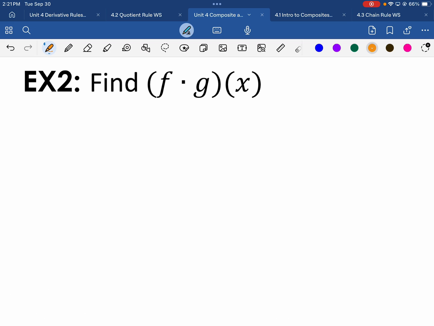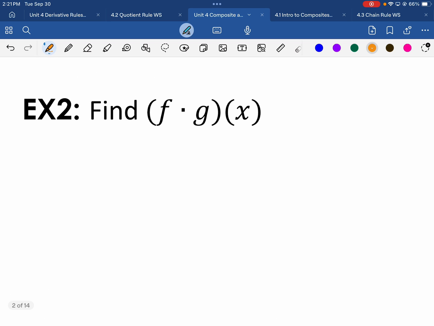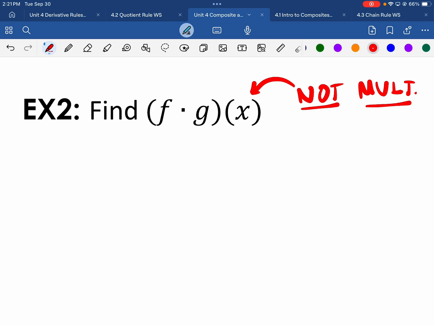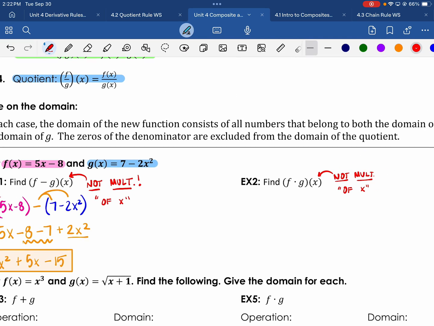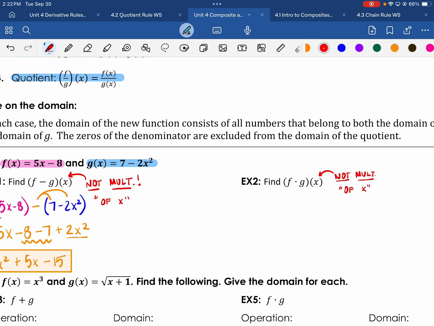Okay, hop over to example 2. All right, so same thing on example 2. This does not mean to multiply this of x here. Oops, spelled multiplying wrong. Not multiplication. It means of x. It is notation, f times g of x. We are going to multiply the f and the g together, though. So I'm going to zoom out so I can see my f and my g. And then I'll zoom back in.